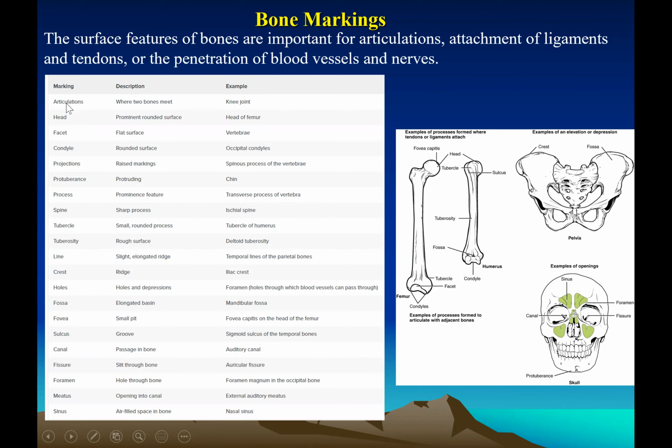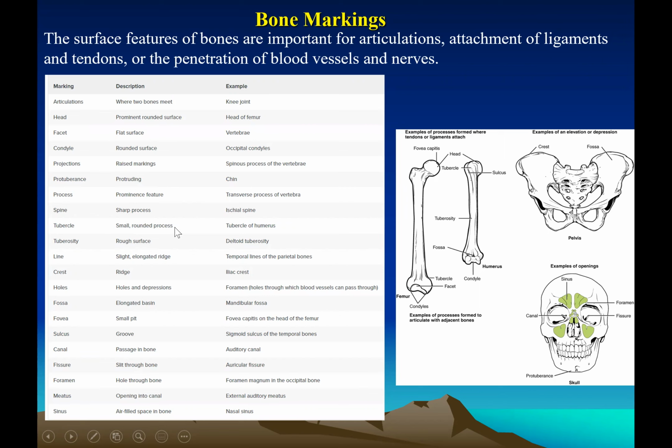An articulation is where the bones meet. The head is a prominent round surface that will play a huge role in a joint. A facet is a flat surface. A condyle is a rounded surface. A projection is a raised marking. A protuberance is something that's projecting out of the bone. A process is a prominent feature. A spine is a sharp process.